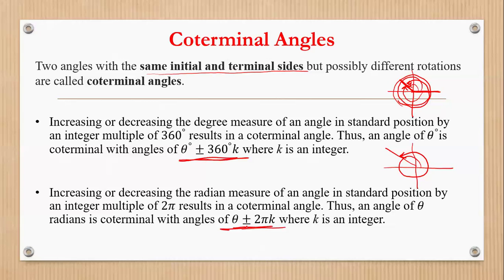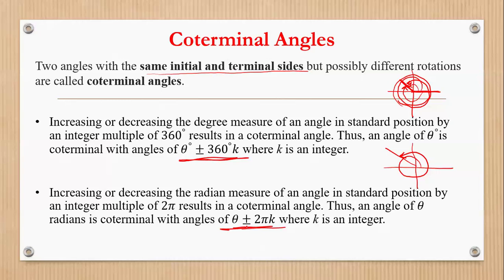When I say multiples of 360, it means adding by 1 times 360, or 2 times 360, or 3 times 360, or subtracting 1 times 360, 2 times 360, 4 times 360. It depends what type of coterminal angle you want to find. You want to find it in positive form, or in negative form, in the first rotation or in the second rotation. It depends on where the coterminal angle is.